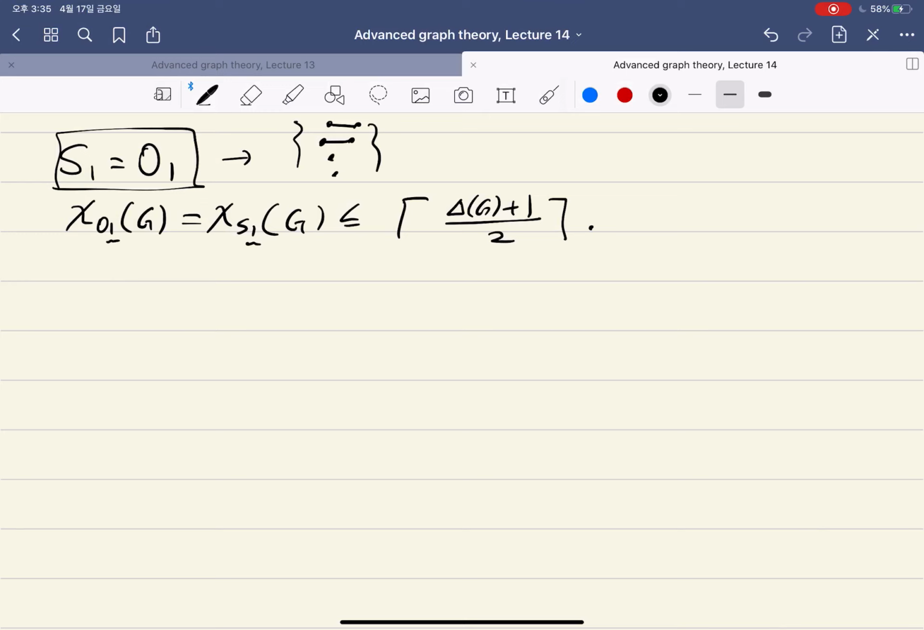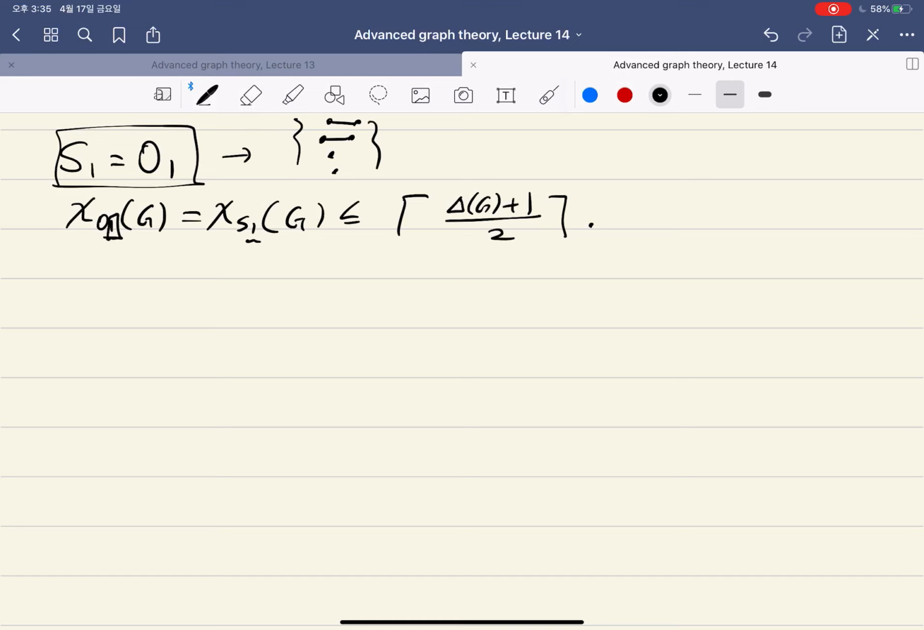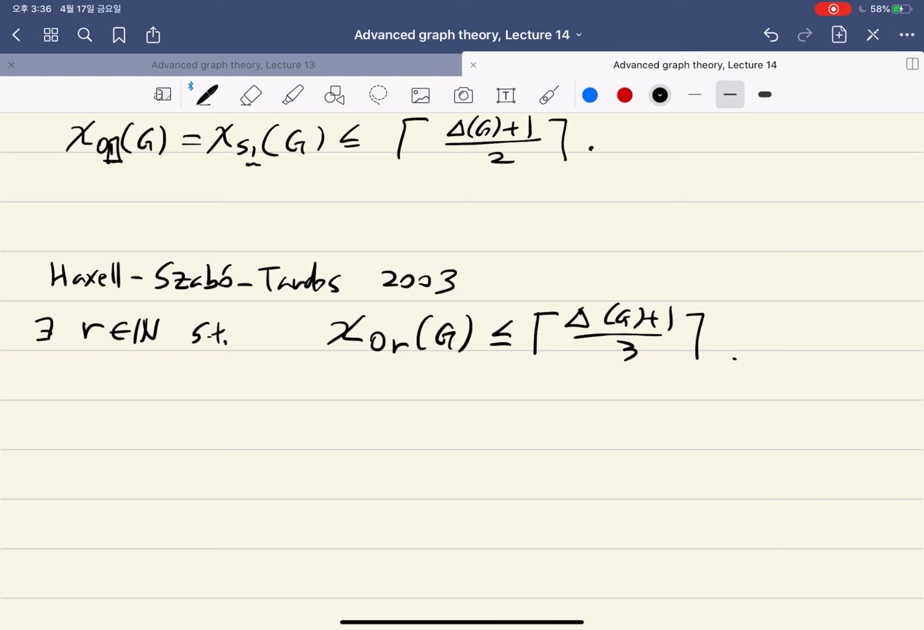And what happens if we increase this number? Increase this number 1 to a higher number. Haxel, Szabo and Tardos in 2003 proved that there exists a large R. If you choose R large enough, then we can actually prove a better bound. We can increase this number on the bottom to 3.